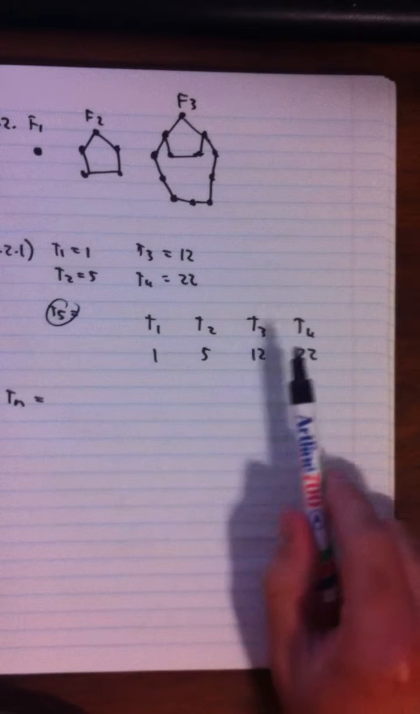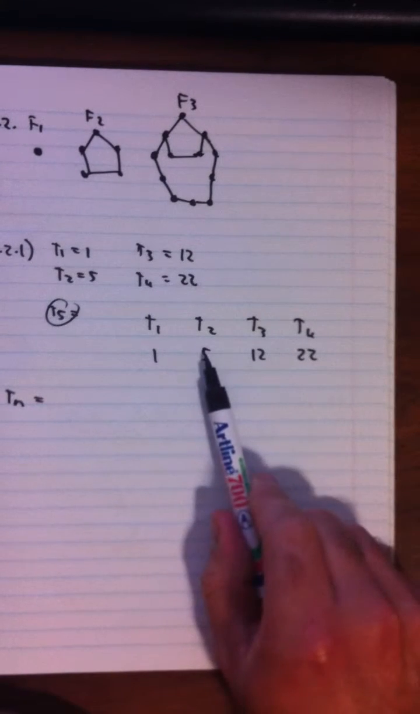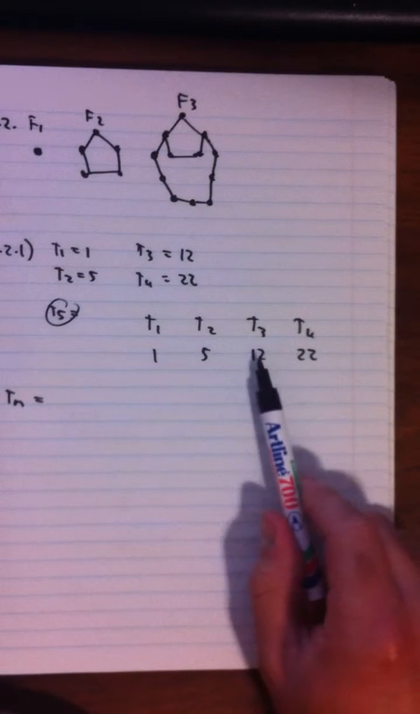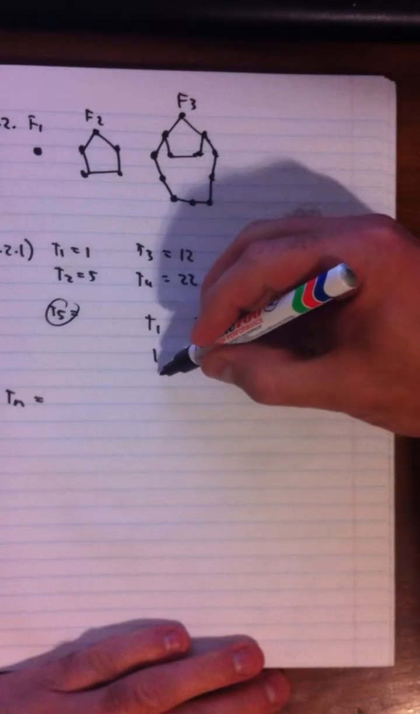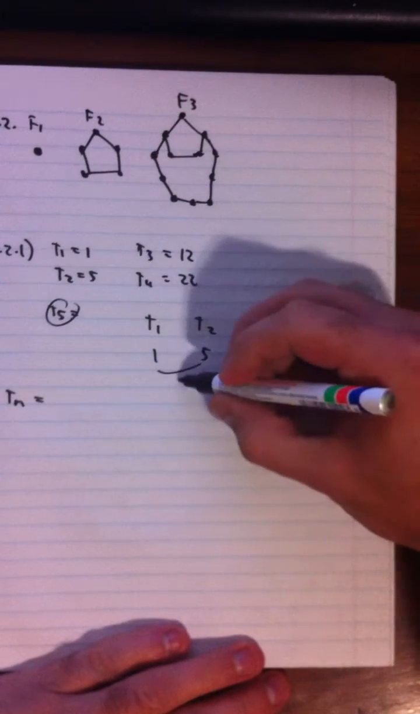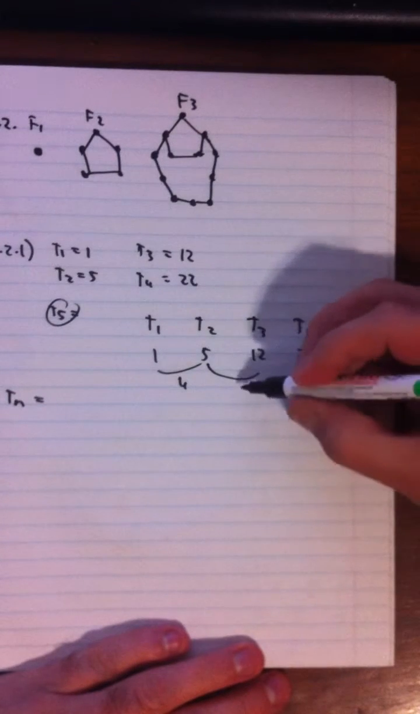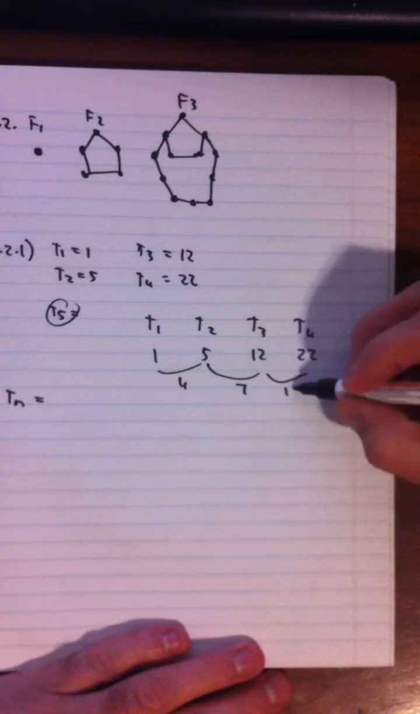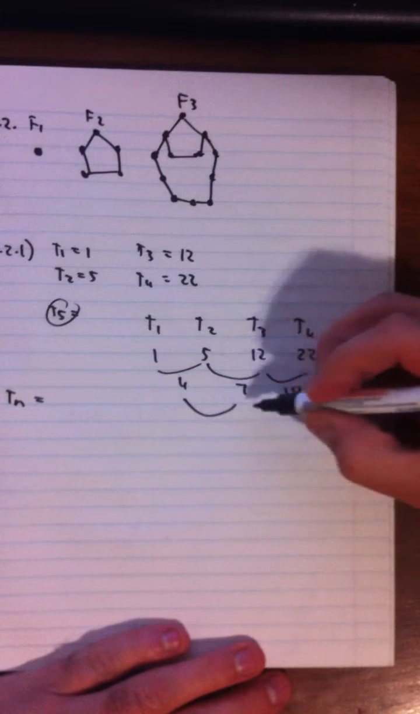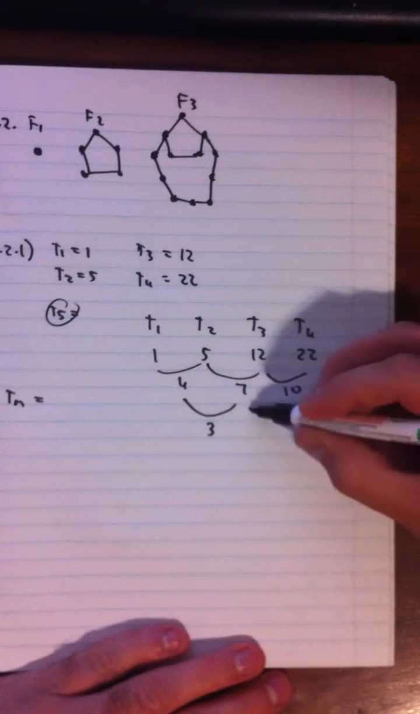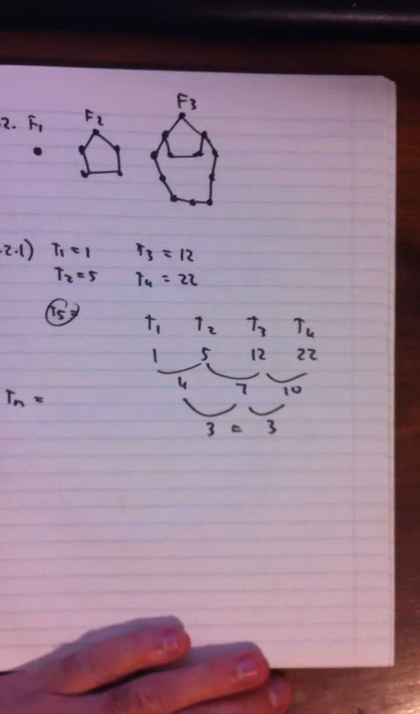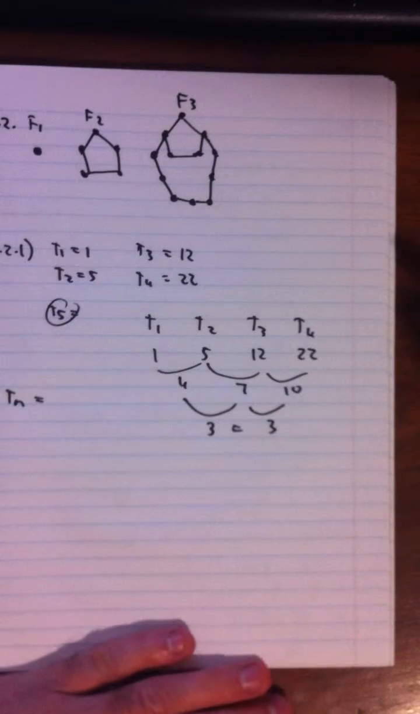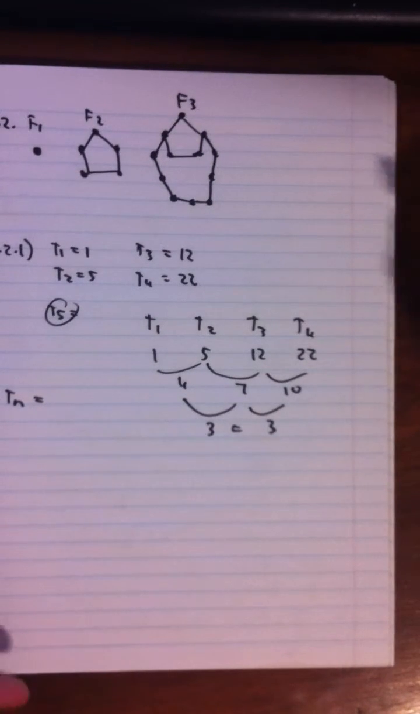Geometric would be at the same ratio each time. So 1 times 5 is 5, times 5 is 25. Okay, so it's not geometric. So it's probably going to be quadratic. Let's have a look. The difference between these two terms, 4, between those two, 7, between these two, 10. So there's difference between the differences, 3, 3. That's common. So because they're even, we know it's a quadratic equation, quadratic sequence.